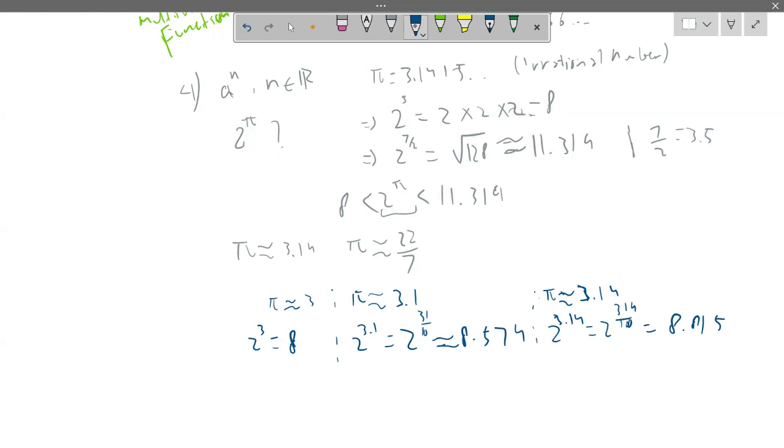Because our numbers here keep approaching pi, you can convince yourself that these numbers should approach 2 to the power of pi. How does the calculator fare with this? If we plug in 2 to the power of pi on a calculator, you might find this to be 8.82825.